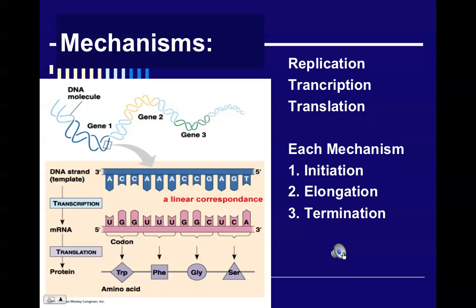As we go through the three different mechanisms that utilize DNA, RNA, and the eventual production of proteins, we're going to find that there are three stages or phases for each mechanism. The mechanisms are replication, transcription, and translation. Each one has an initiation stage, an elongation or polymerization stage, and then a stop or termination stage. That's going to occur for each replication, transcription, and translation event.